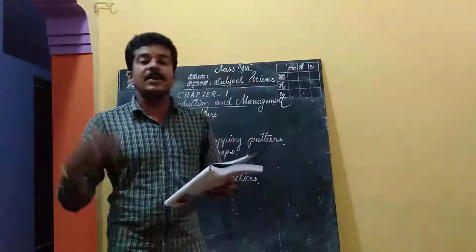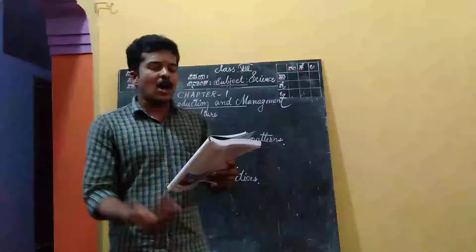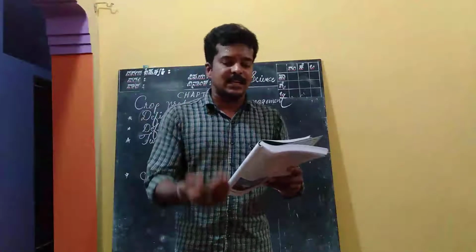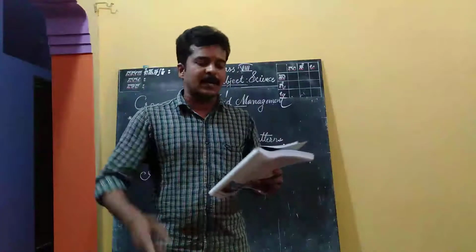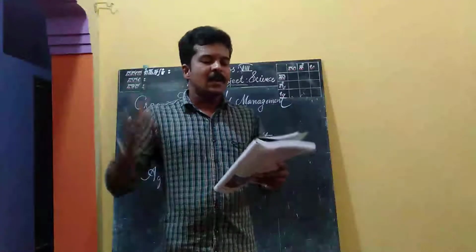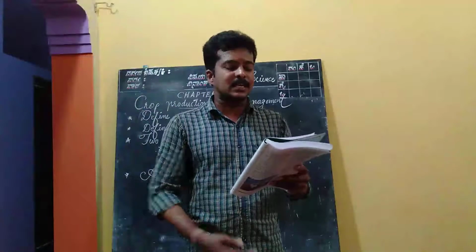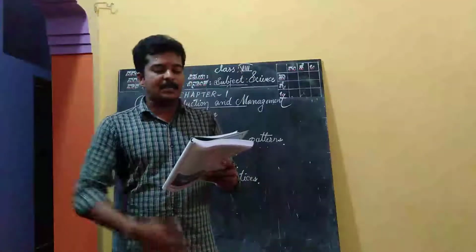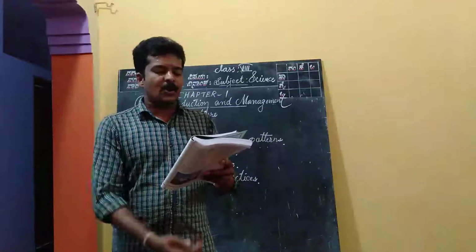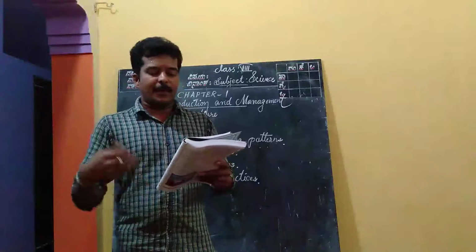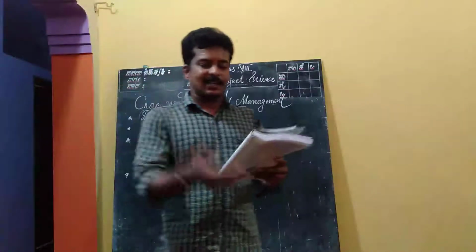And the second one, rabi crops. The crops grown in the winter season. The winter season starts from October and ends in March, you know very well. The crops grown in the winter season are called rabi crops. Examples of rabi crops are wheat, gram, pea, mustard and linseed.